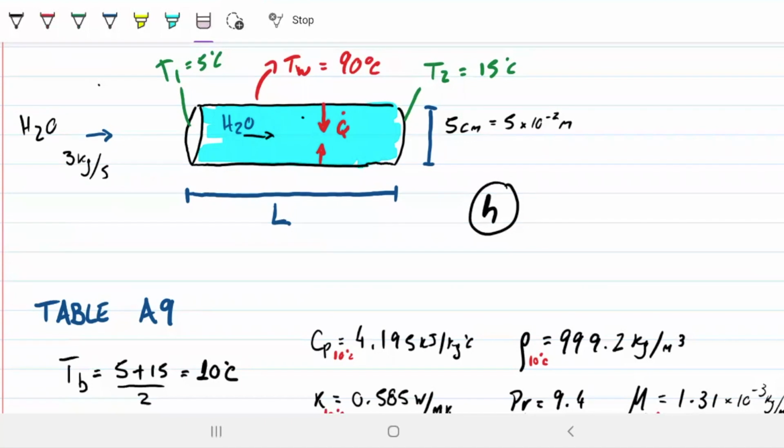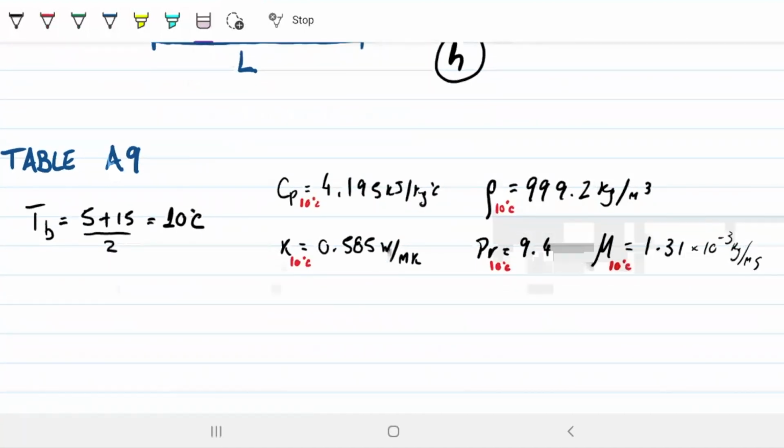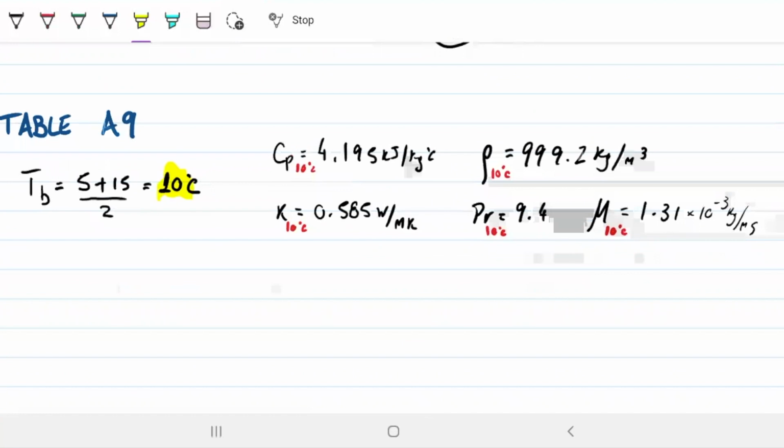on average, right? So that's why I'm grabbing the properties of water at 10, because we know that the properties at 5 will be one, at 15 will be another. So we take the average at 10 and we get those properties. Okay, again, table A9, not to be confused with A5 for air. Okay, I want to find Reynolds.